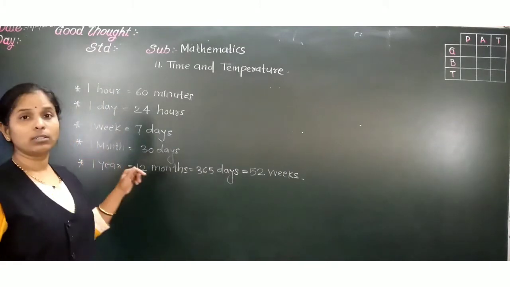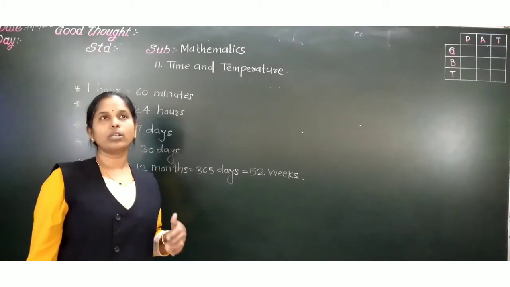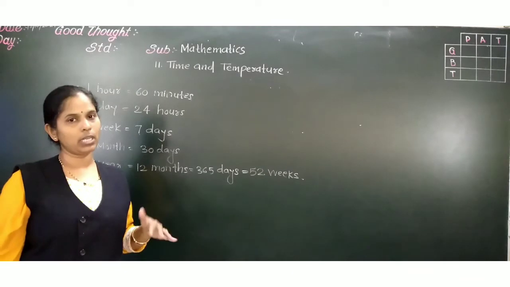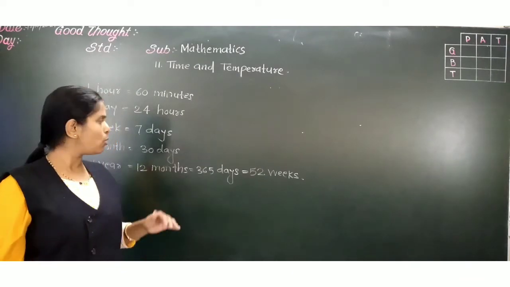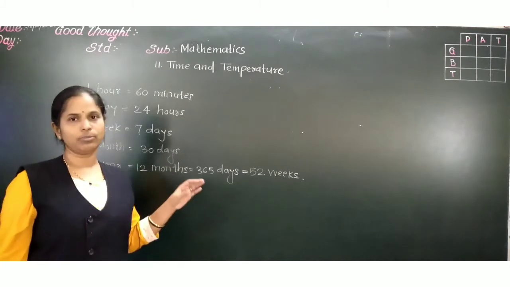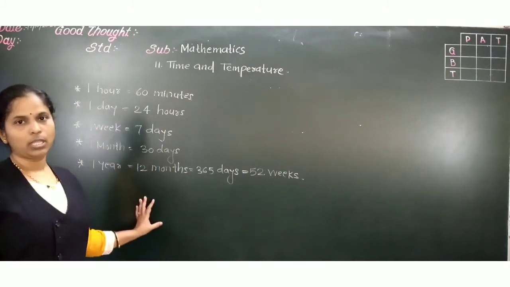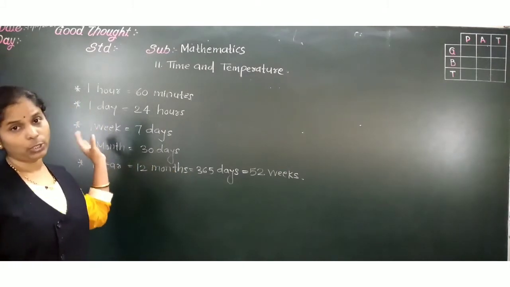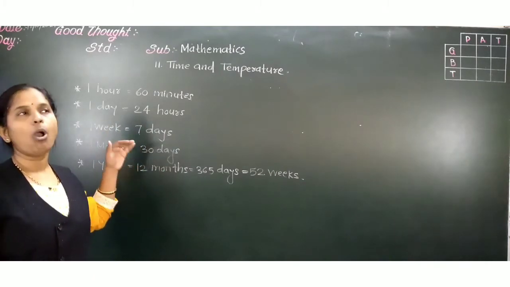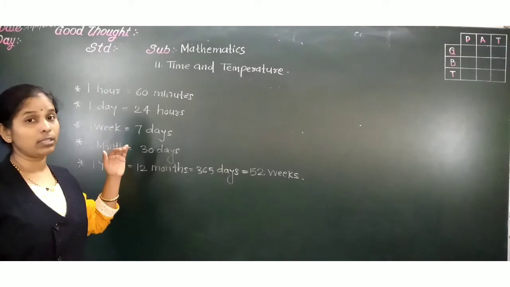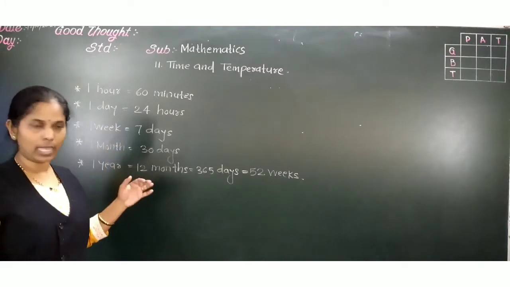Next, in 1 month 30 days are there, or some months have 31 also, and February has 28 or 29. So if particular months are mentioned, then you have to convert. If you have to convert it into days, you have to multiply it with 30, or if the month has 31 days, then by 31, like that.